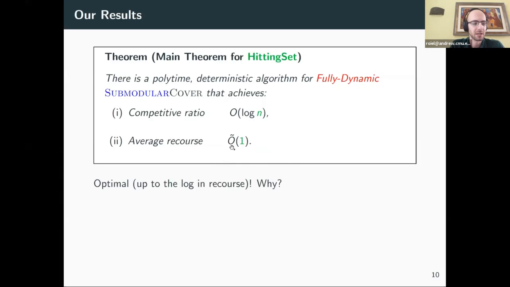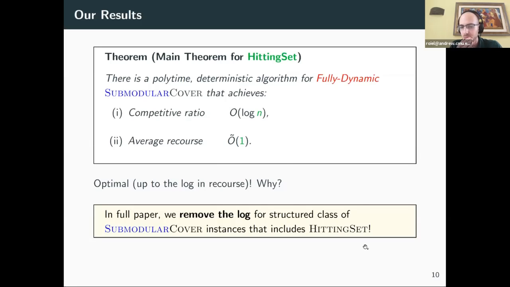I've hidden a log term, a single log term that depends on the ratio of costs in the problem in a tilde here. But in our paper, we show actually how to remove this log for a structured class of instances of submodular cover that includes the hitting set problem, but is not quite as general as the full submodular cover.